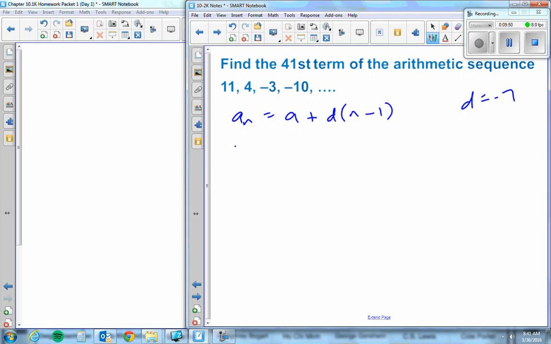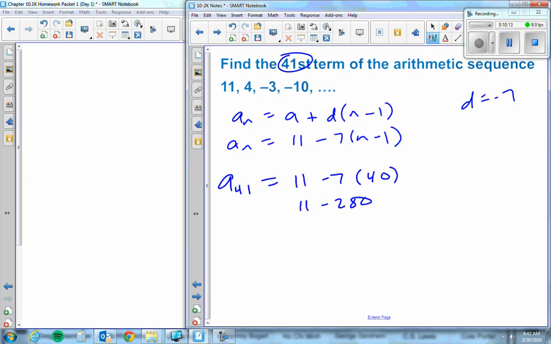And so the nth term formula is 11 minus 7 times n minus 1, right? But the whole purpose of this formula is to give whichever term you want. So if you want to find the 41st term, you do 11 minus 7 times what? 40. And then do the math. That's 280. When you subtract, you get negative 2 something. That is correct. And we're done.